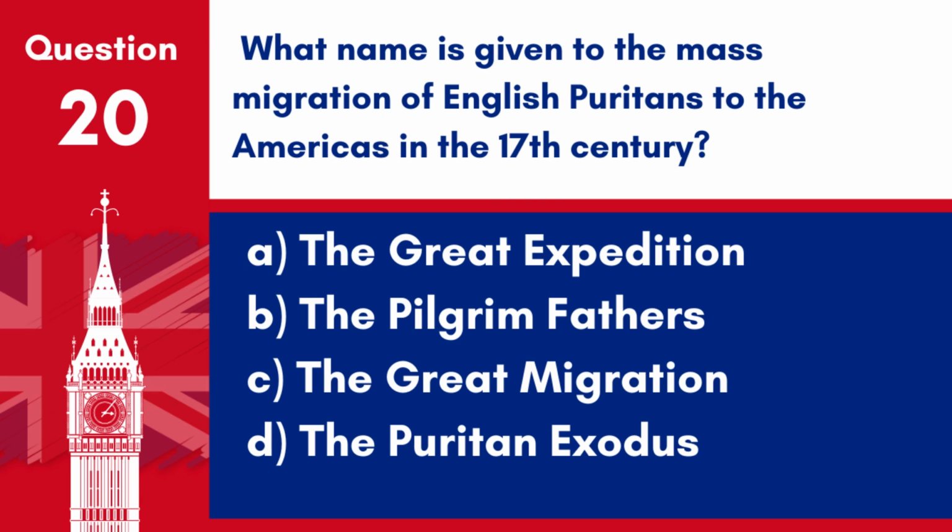Question 20. What name is given to the mass migration of English Puritans to the Americas in the 17th century? A. The Great Expedition. B. The Pilgrim Fathers. C. The Great Migration. D. The Puritan Exodus. Answer C. The Great Migration. The mass migration of English Puritans to the Americas in the 17th century is known as the Great Migration.